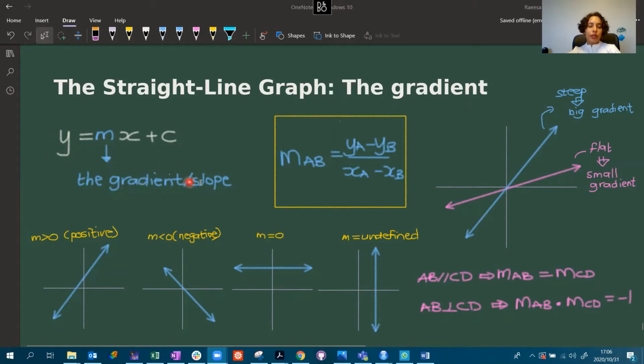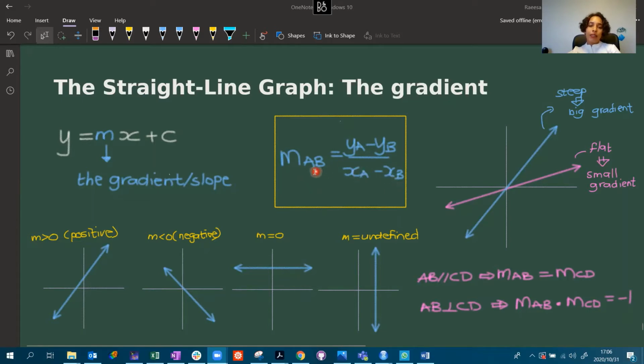The gradient or slope can be interpreted in many different ways. The first way to get the gradient is by looking at the coefficient of x. Say, for example, that you have two coordinates, you could calculate the gradient by using this gradient formula. The gradient of the line AB with points A and B is YA minus YB over XA minus XB.